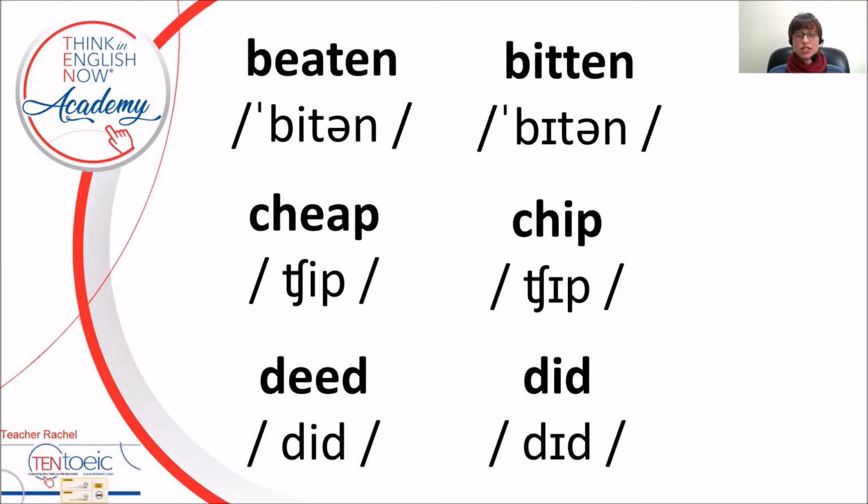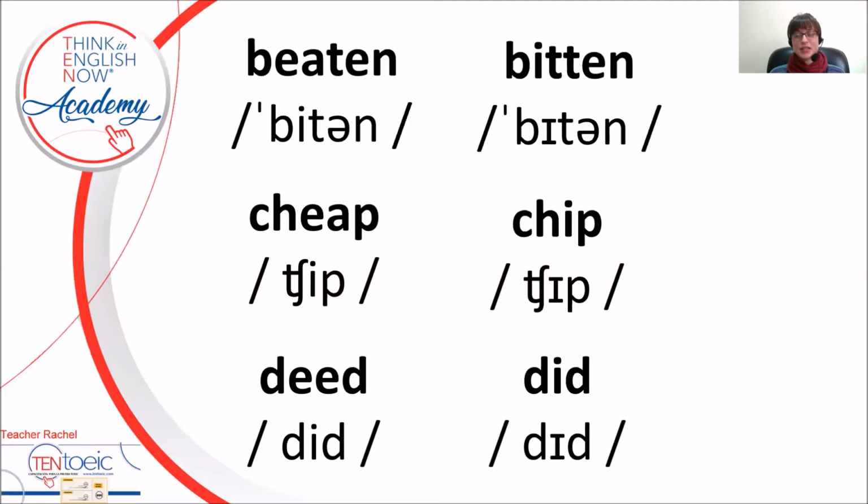Our next word is cheap. This is the opposite of expensive. Expensive, a lot of money. Cheap, less money. Or when something is not built very well, it's not good quality. So this table is cheap. It's not a good table.